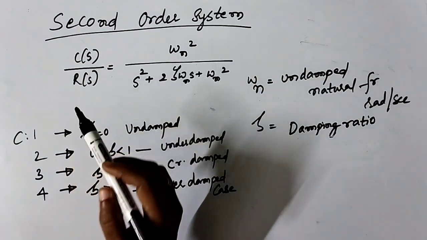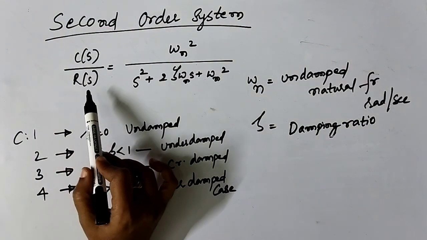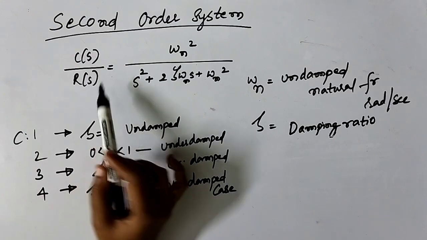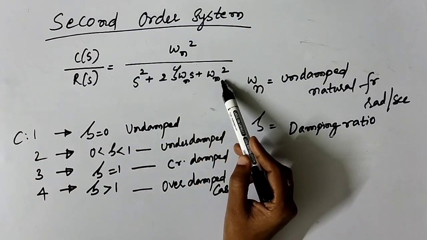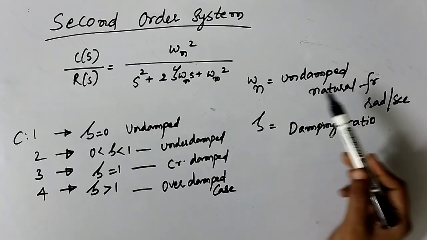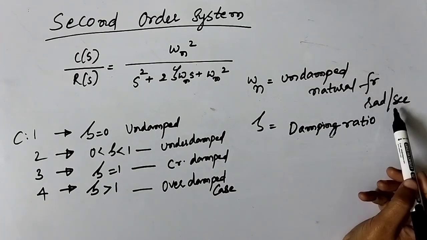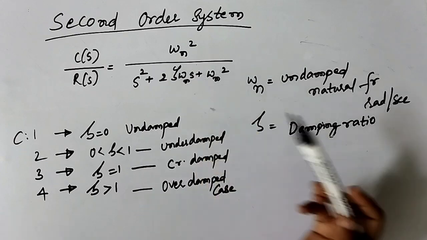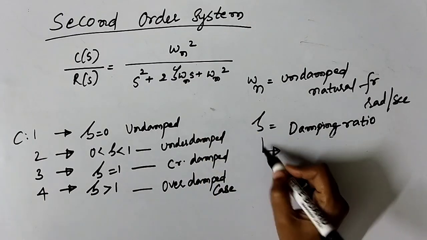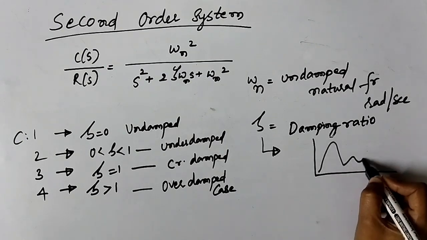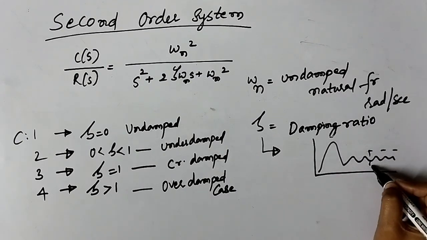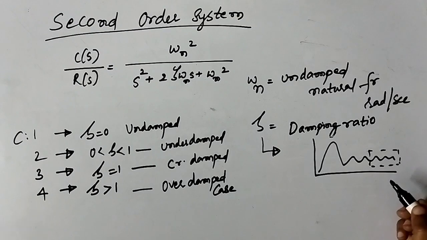The standard form of closed loop transfer function of a second order system is C(s)/R(s) = omega n square / (s square + 2 zeta omega n s + omega n square), where omega n is nothing but undamped natural frequency in radians per second and zeta is nothing but damping ratio. This damping ratio would tell us about the nature of the oscillations being suppressed at the output end. And every practical system will be having certain damping.